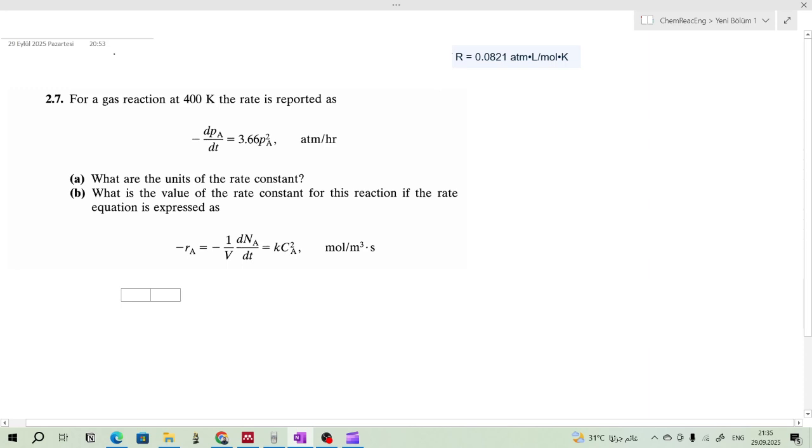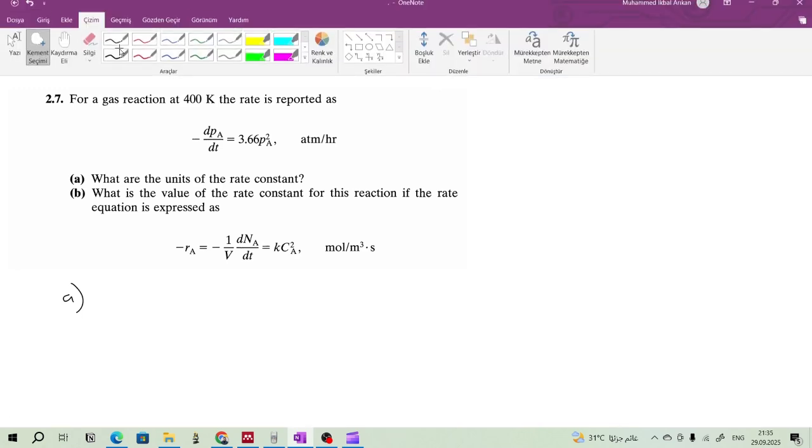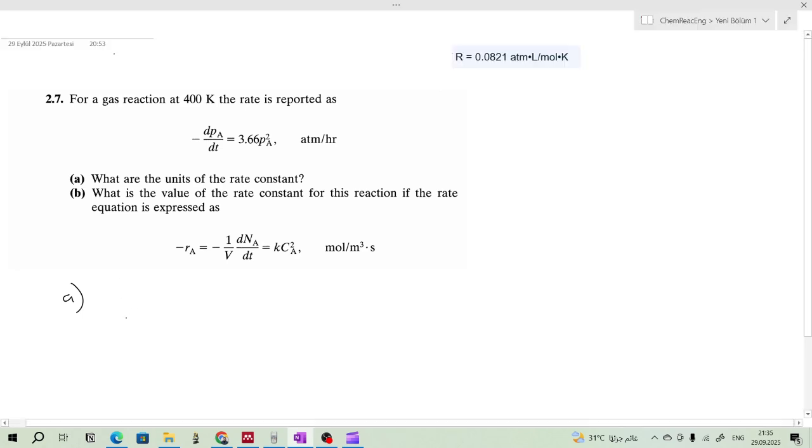In this lecture, we are going to solve a problem related to units of a reaction rate, because sometimes we can represent it in terms of partial pressures and sometimes in terms of concentration. So it is good to understand how we switch between them. At the beginning, we have an unknown unit.